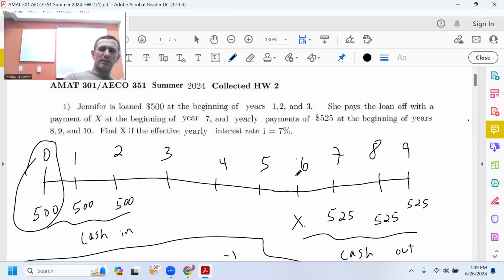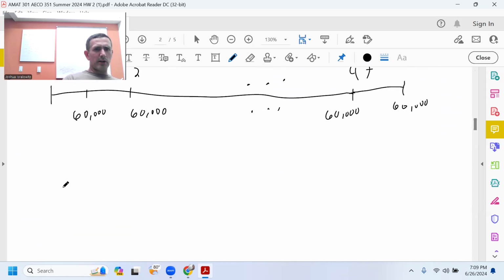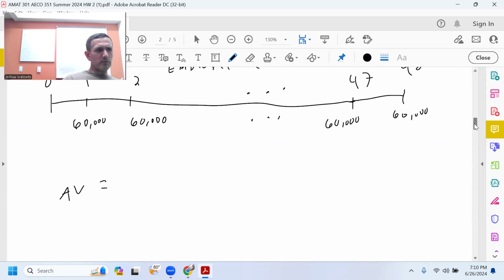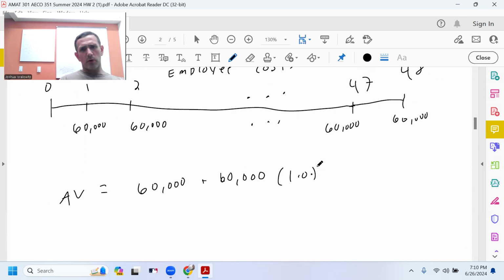I guess it's a little easier, the computation with X here, to date everything when X occurs. Not much easier. All right, so take the accumulated value. This 60,000 accrued. Let's start with this 60,000 here. Then the next one here, 47, accrues 1 period of interest. So it's 1.005, because it's 0.5% per month.